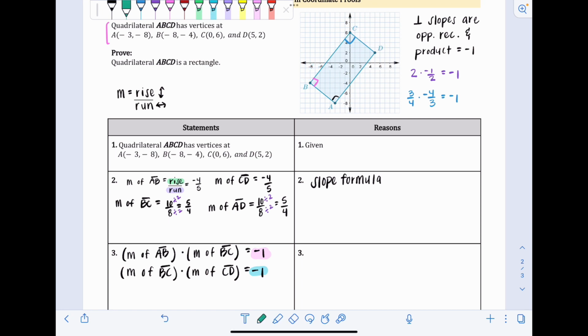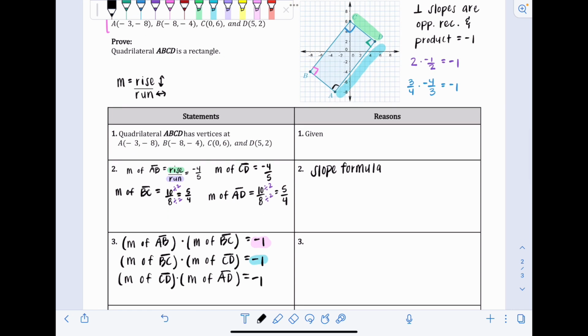So the third corner now, we'll do this one around angle D. So that'll be the intersection of CD and AD. So we'll say the slope of CD times the slope of AD, that product is -1 as well. Looking at both of those slopes, the slope of CD is -4/5, and then the slope of AD is 5/4, so opposite reciprocals.